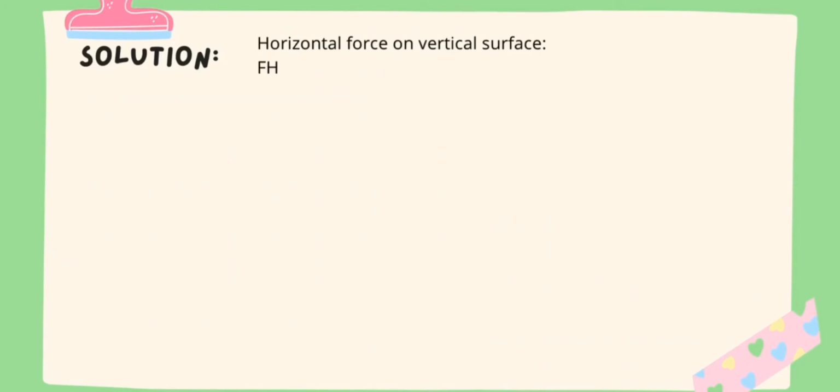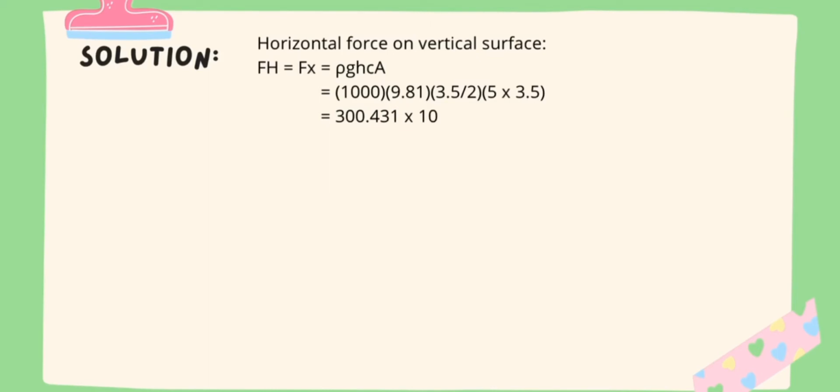So for the horizontal force on vertical surface, we have Fh equals to Fx equals to rho g h bar A. So that would be 1000 times 9.81 times 3.5 divided by 2, and then times 5 times 3.5. So that would give us 300.431 exponent 3 Newton, or 300.431 kilonewton.